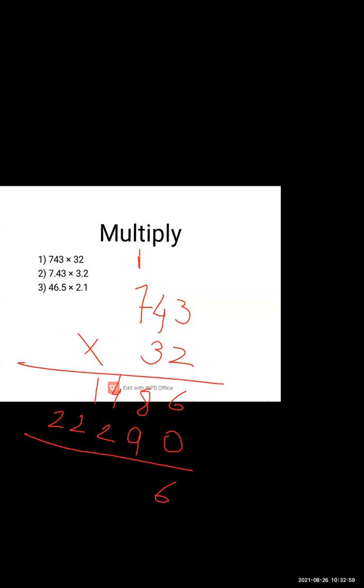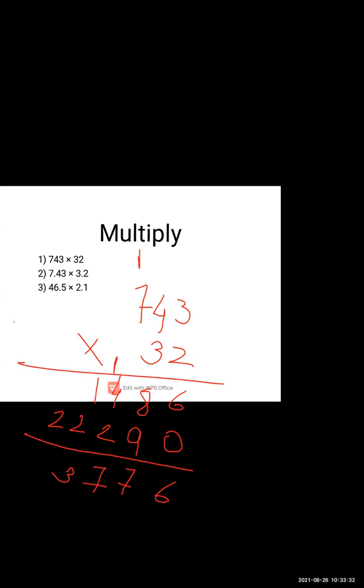9 plus 8, 17. So 1 carry here and 7 here. 4 plus 1, 5. 5 plus 2, yes, very good. 5 plus 2, 7. 1 plus 2, 3. Very good. And 2 as it is.